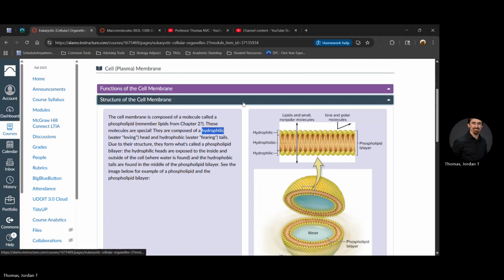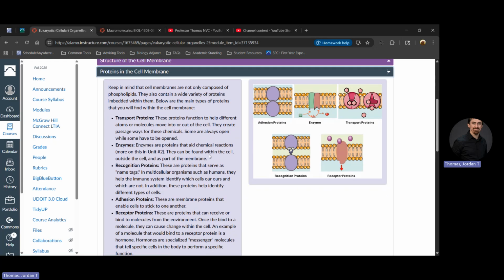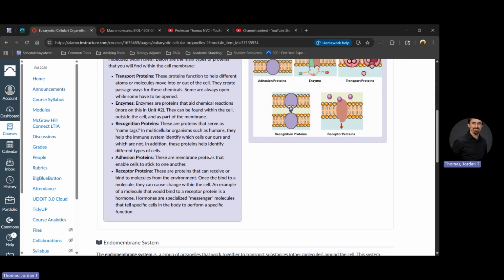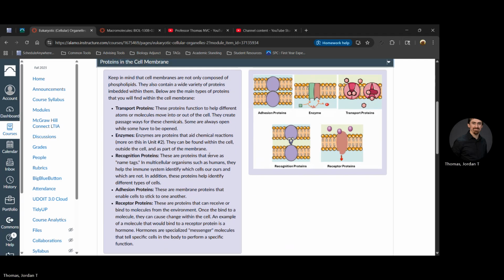So next is the proteins. And I'm going to go over this very briefly because we will go over this again in unit 2. In addition to phospholipids, cell membranes have a handful of different proteins. We're going to look at 5 different categories of them: transport proteins, enzymes, recognition proteins, adhesion proteins, and receptor proteins.